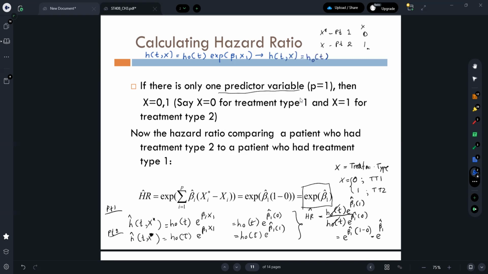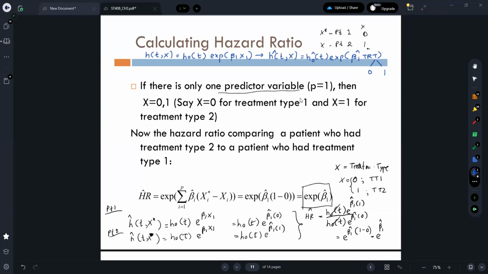Baseline hazard times exp of beta 1, let's say TRT for treatment. And when it is the estimated one, it will be this. So this beta 1 will have a value. If you fit the data set and run the Cox PH model, you will find the value for this. Now, suppose this treatment has two levels, treatment type 1 and treatment type 2. So X1 contains two possible values, 0 and 1. That's it. Okay.